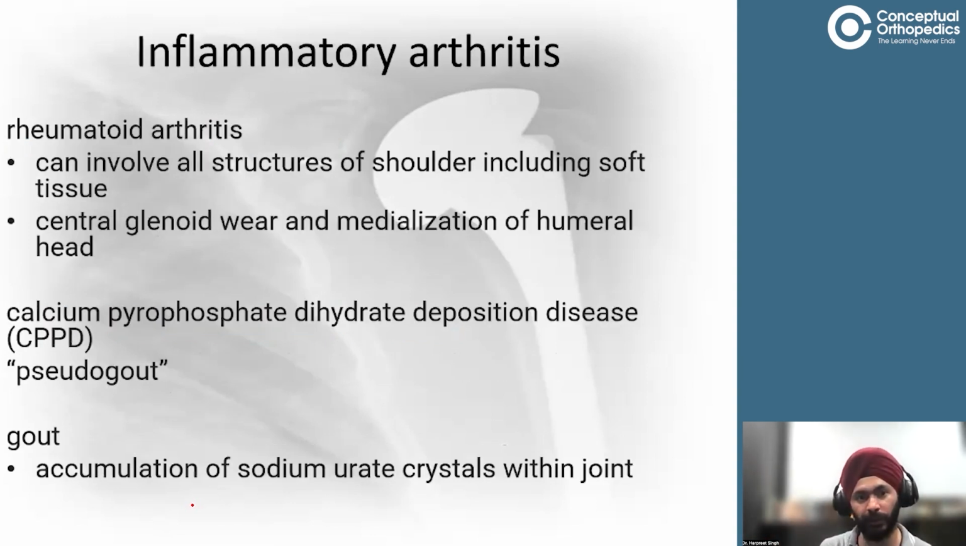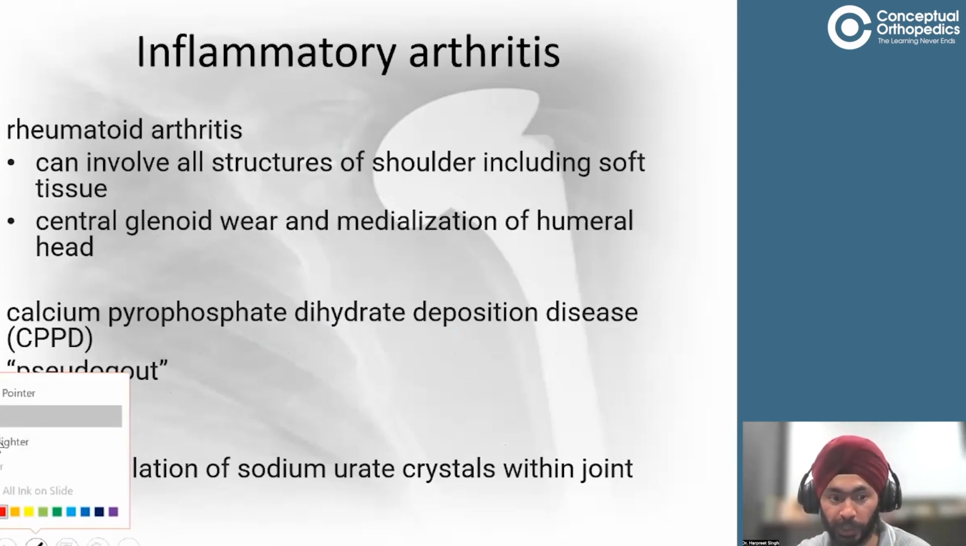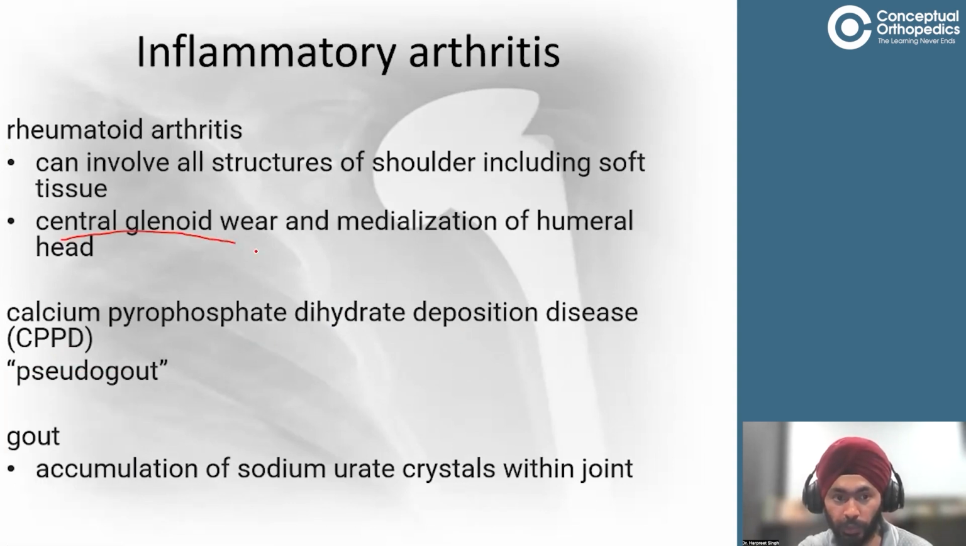Inflammatory arthritis, like in rheumatoid arthritis, there will be a uniform loss of cartilage in all parts of the shoulder, and there'll be soft tissue degeneration also. So in inflammatory arthritis, your soft tissue, your cuff, would also be badly affected, and there will be central glenoid wear and medialization of the humeral head. So a very different picture to your primary osteoarthritis of the shoulder.